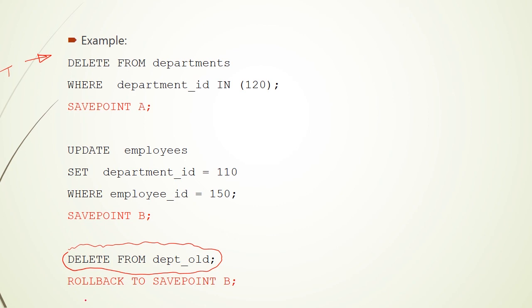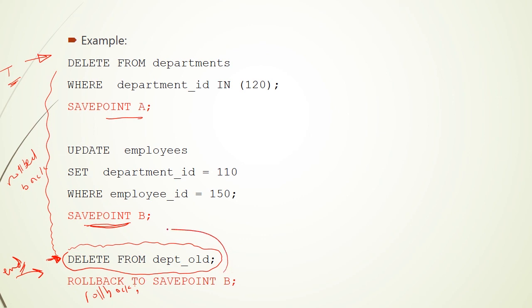Without a savepoint, here we will use rollback. Let's assume we don't have a savepoint. If we run rollback, all DML statements in the transaction will be rolled back. By using savepoints, you can create breakpoints. So this is savepoint A, this is savepoint B, for example. And you run this delete statement by mistake. You want to roll back only this delete statement. So we can run rollback to savepoint B, which means only roll back this delete statement.